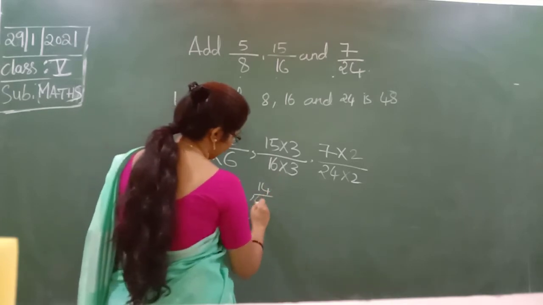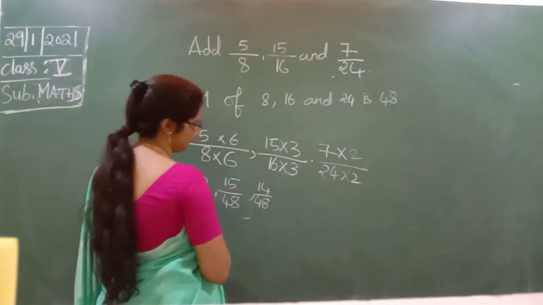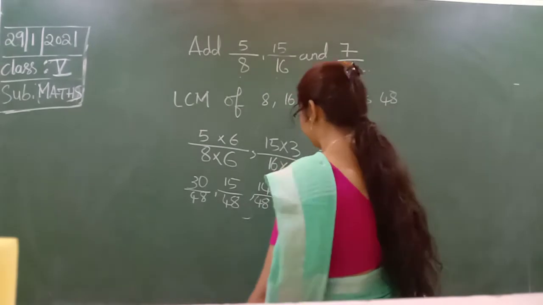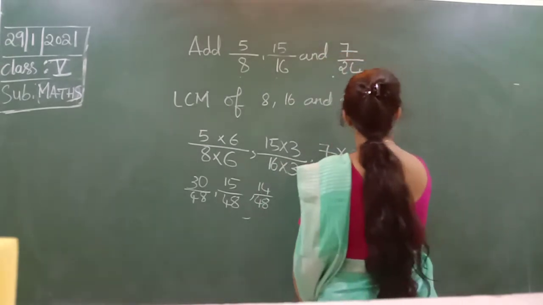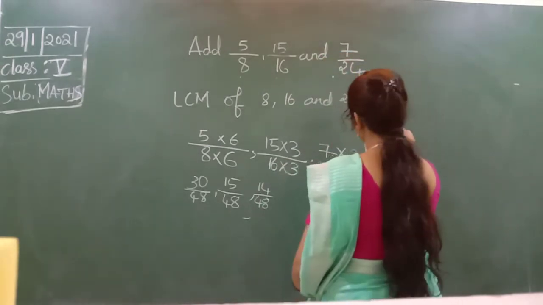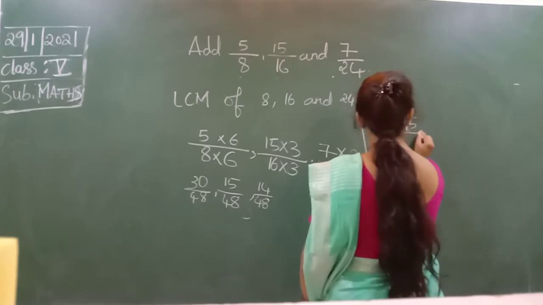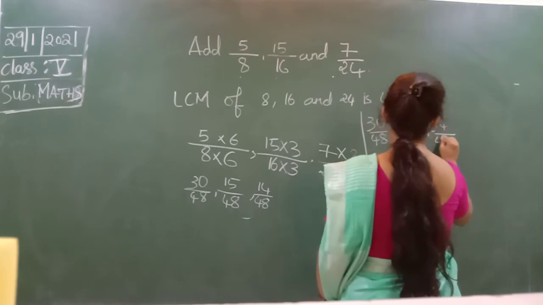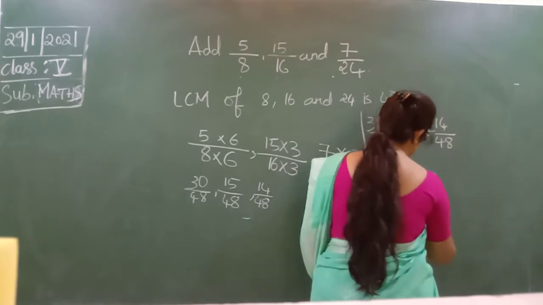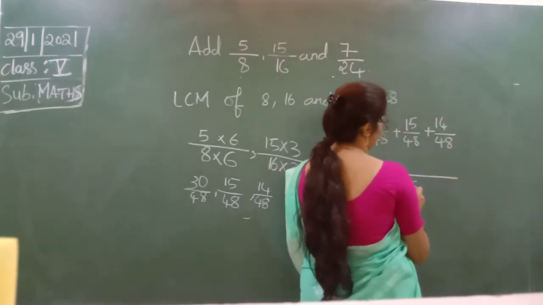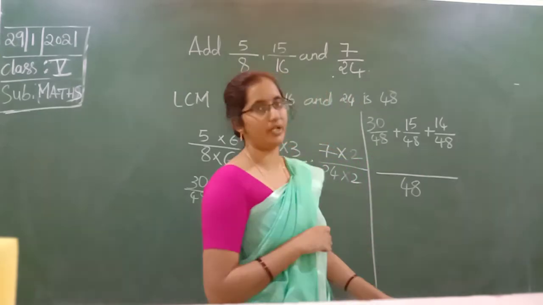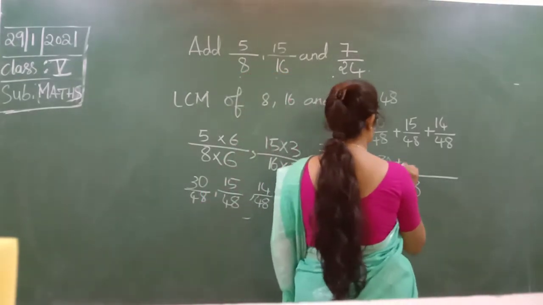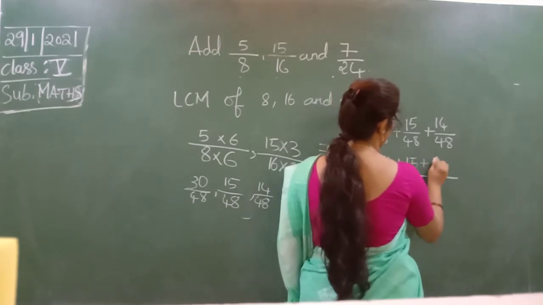14 by 48. Now we have to add them: 30 by 48 plus 15 by 48 plus 14 by 48. When they are like terms, we have to add the numerators directly: 30 plus 15 plus 14.